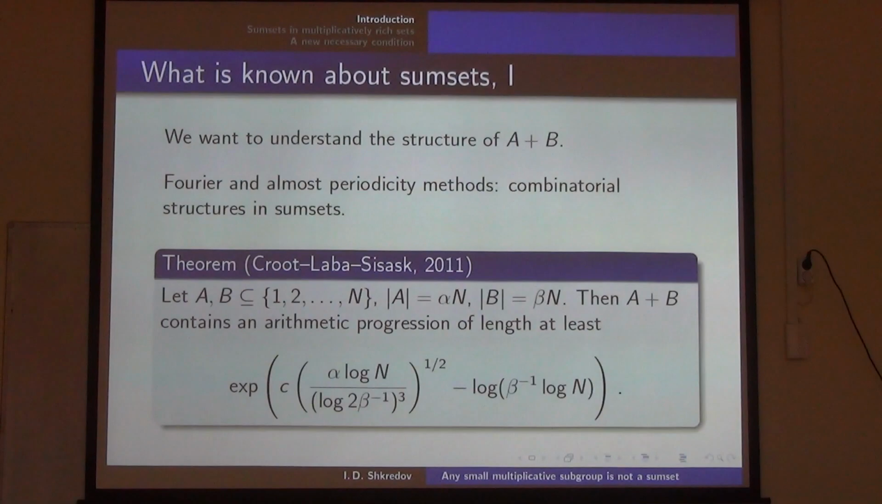It's a theorem of Croot, Laba, and Sisask. Consider two sets A and B of density alpha and beta, then A plus B contains surprisingly long arithmetic progression. There are a lot of parameters here, so for simplicity, take alpha and beta equal to some constants, say 1/10. Then you see that the size of this arithmetic progression is just of order square root of log.